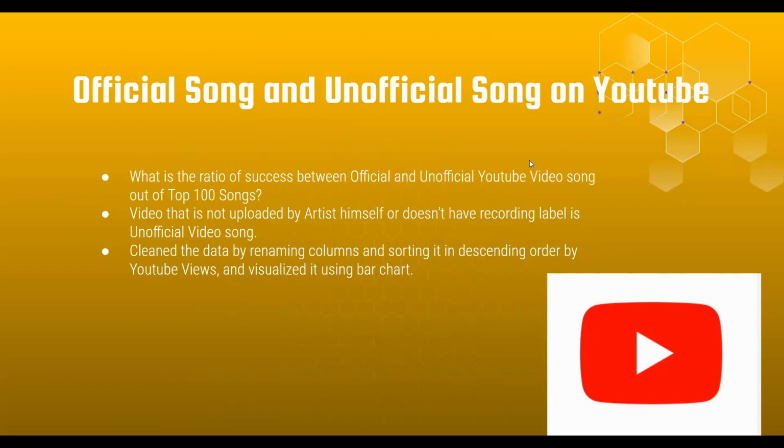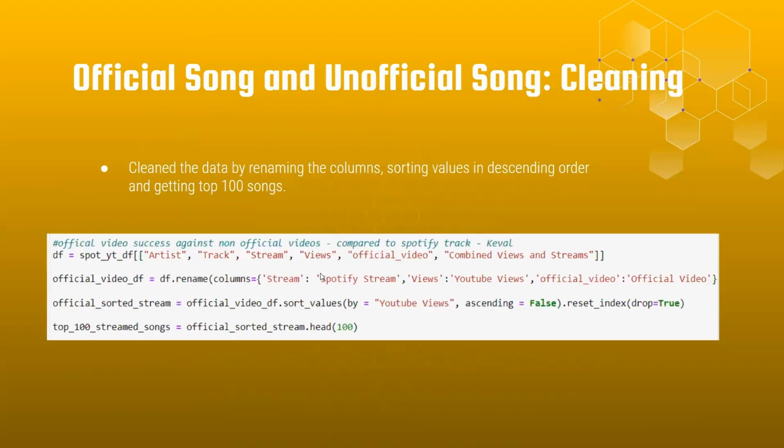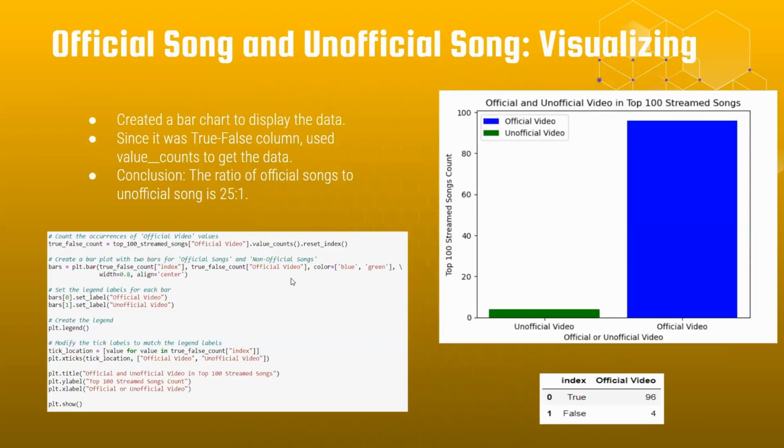We started our analysis by cleaning the data. We renamed columns that were named vaguely to make the dataset understandable. We visualized using a bar chart as it was a true-false dataset, and we just needed the count of true-false values. It is obvious that mostly official YouTube videos would be more successful than unofficial YouTube videos. However, 4 unofficial YouTube videos have made it to the top 100 most listened songs on YouTube. The ratio of success between official and unofficial YouTube video songs is 25-1.